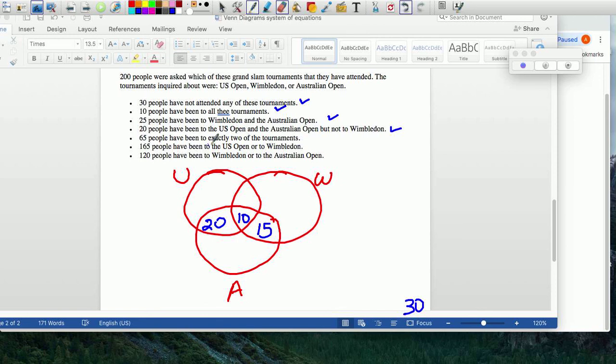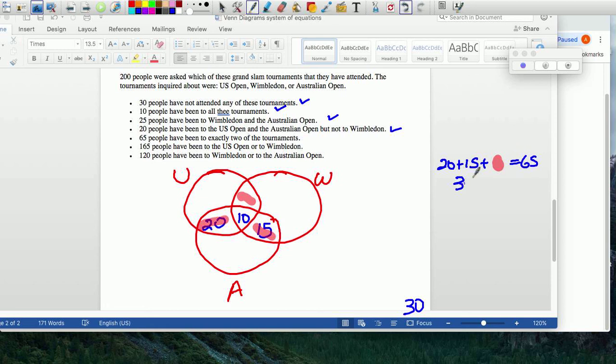65 people have been to exactly 2 of the tournaments. So 65 people have been to exactly 2 of the tournaments. And let me shade this. And people who have gone to 2 tournaments exactly are this group, and this group. So I know that those 3 areas that I just highlighted have to add up to 65. So I have 20 plus 15. And let's just call that shaded area. Our missing number: 20 plus 15 plus this third shaded area has to equal 65.